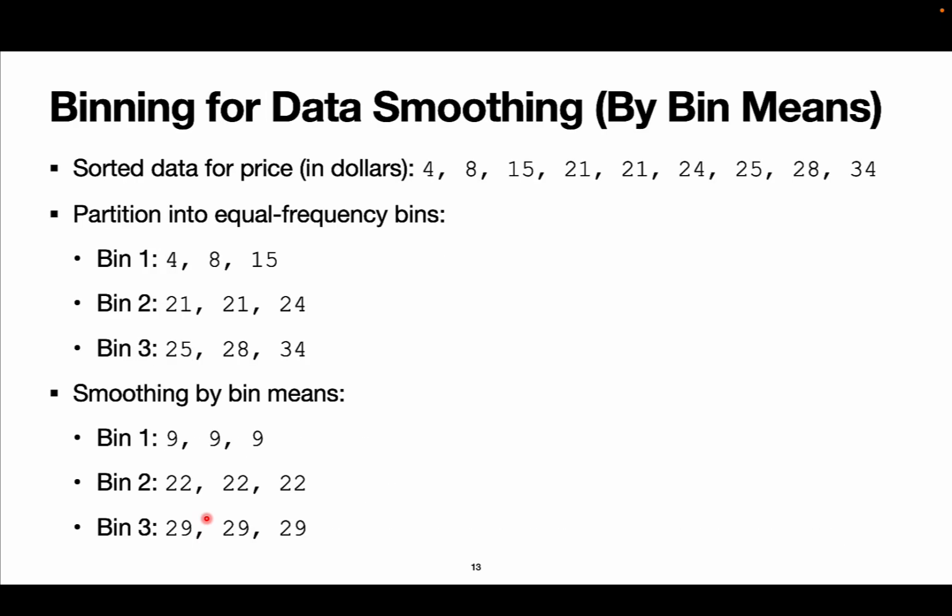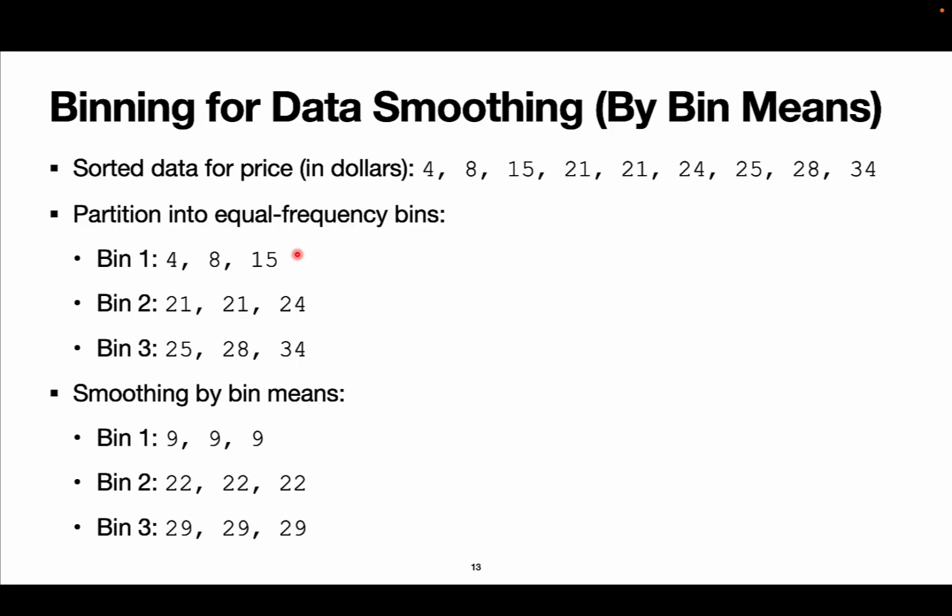Here's an example to show how binning works. We have sorted values, we partitioned them into equal frequency bins, then computed the mean at each bin. After that, we use the mean to smooth the bin values.